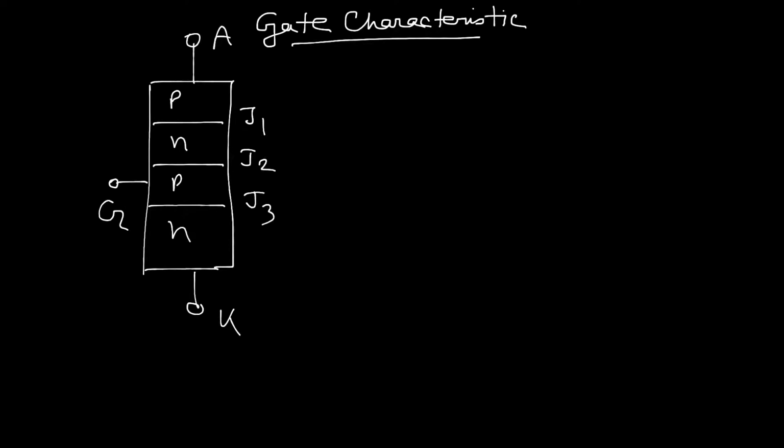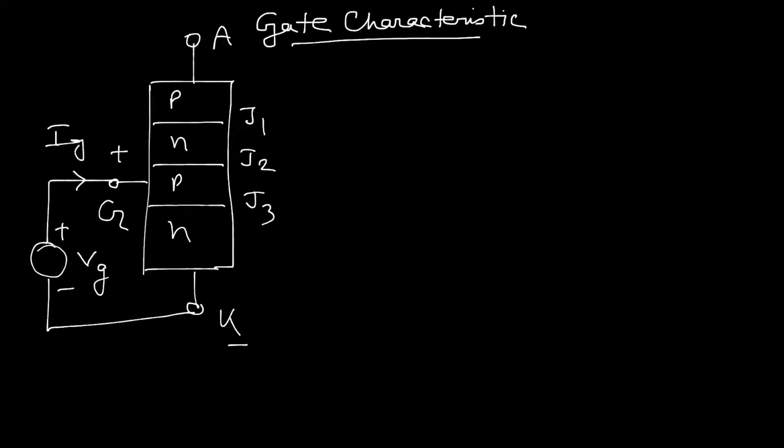For this topic, we are going to plot the gate characteristics. That is why gate to cathode should be biased. Or we can say, on the other hand, the gate should be more positive with respect to cathode. That means we can apply a supply across gate to cathode, and we assume the supply voltage is Vg and the gate current is Ig.